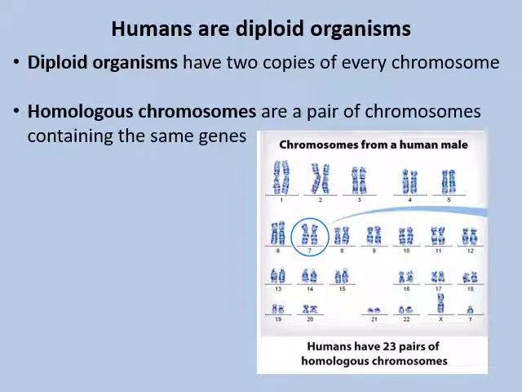Okay, so now we're going to get into a little bit of the genetics with it. So you might have heard this word before. We are diploid. Diploid just means that we have 2 copies of every chromosome, right? So we have 23 pairs of chromosomes, which means we have 46 chromosomes. So we have 23 pairs of homologous chromosomes, which are just pairs of chromosomes that contain the same genes. So keep in mind, homologous chromosome is different than sister chromatid, okay?